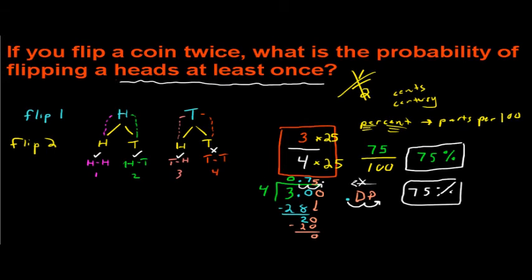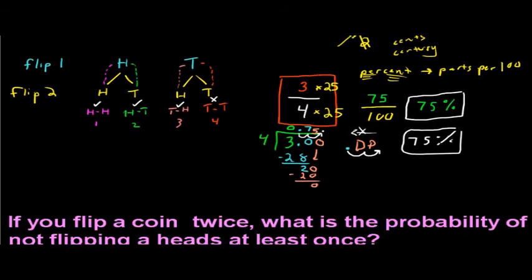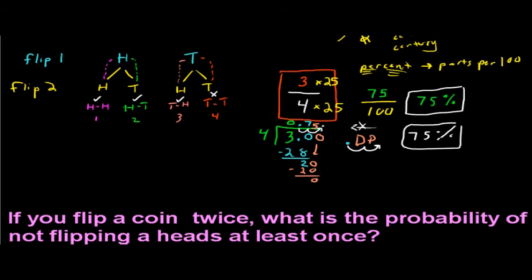Okay, this leads us to our last problem. If you flip a coin twice, what is the probability of not flipping heads at least once? Okay, so this is kind of the opposite of what the previous question asked. The previous question asked, what's the probability of flipping heads at least once? This is what's the probability of not. So this is a key word, not flipping heads at least once. Okay, so this is pretty straightforward.